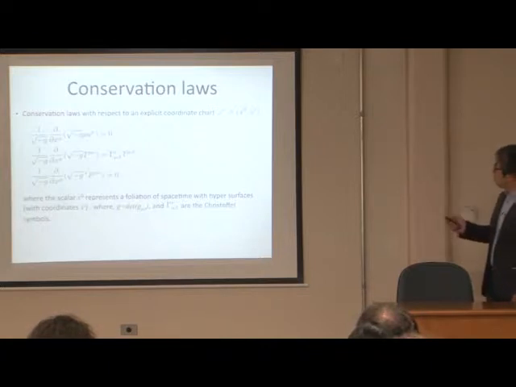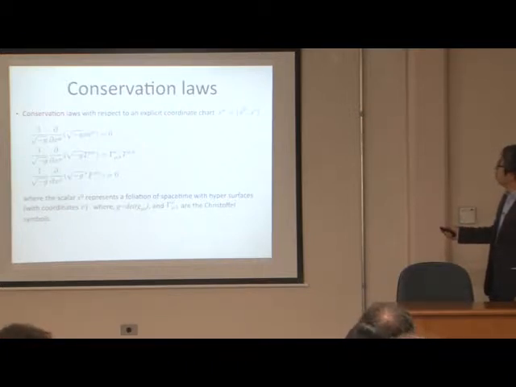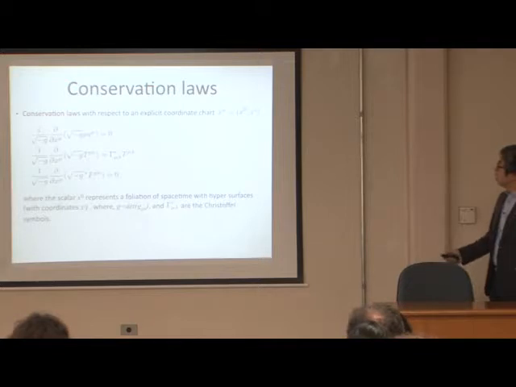So this is the conservation law of the general relativistic MHD equations, with respect to the explicit coordinate chart x mu, where x0 equals t and x i are the 3 spatial coordinates. This is the continuity equation, momentum, and then the Maxwell equation comes here. The scalar x0 represents the foliation of the spacetime with hypersurfaces, meaning the time. And g is the determinant of g mu nu, and then this is the capital Lambda mu nu.